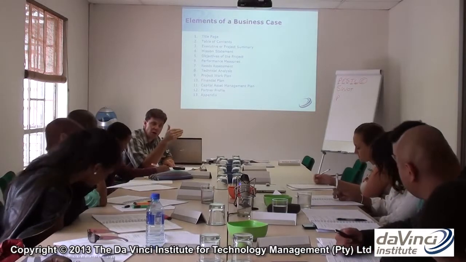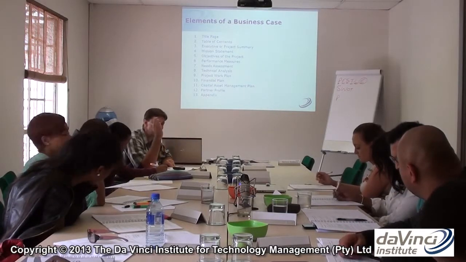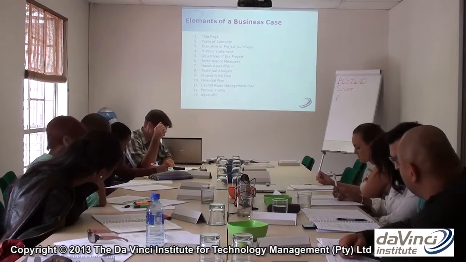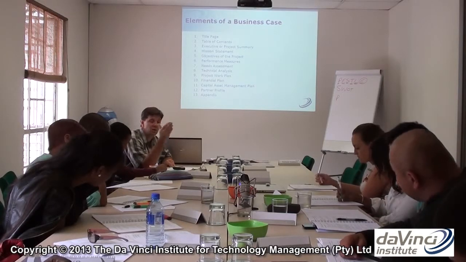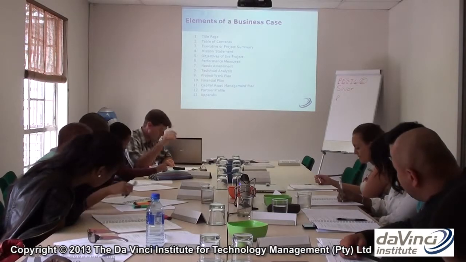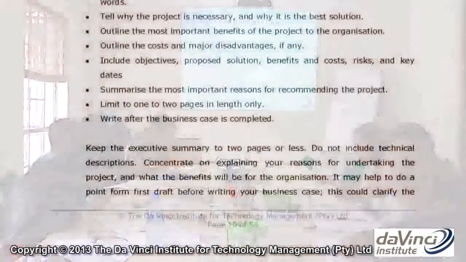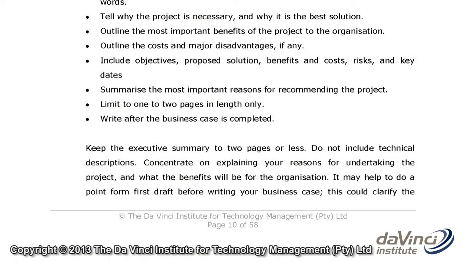So you're showing them ratiocination, you look at both sides of the coin. Okay, there are definitely advantages, but there are also disadvantages. Tommy, why don't you carry on, please? Include objectives, proposed solutions, benefits and costs, risks and key dates. Summarize the most important reasons for recommending the project. Limit to 1 to 2 pages in length only, right after the business case is completed.